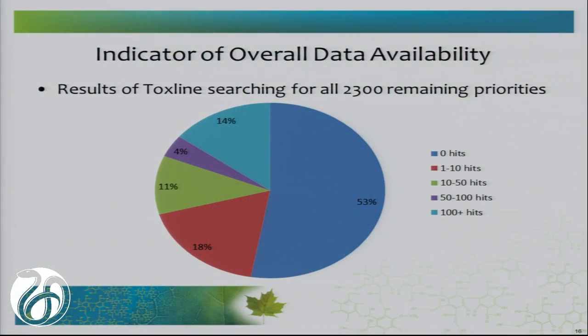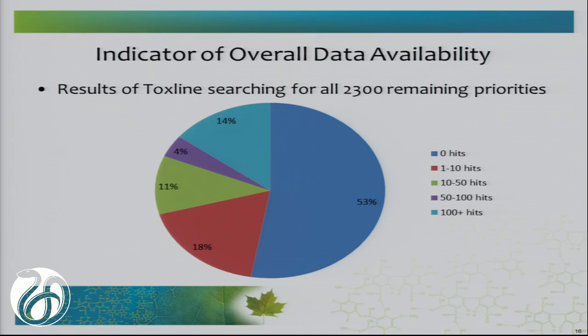So if Richard's coming up with some great new high throughput stuff, we need to wait until we get there to be assessing those substances. I'm gonna go through this really quick, but just as an example of data availability, you saw one earlier this morning. We searched ToxLine for all the 2,300 remaining priorities, and as you can see, 53% of the substances had absolutely no hits, which is not a good sign.